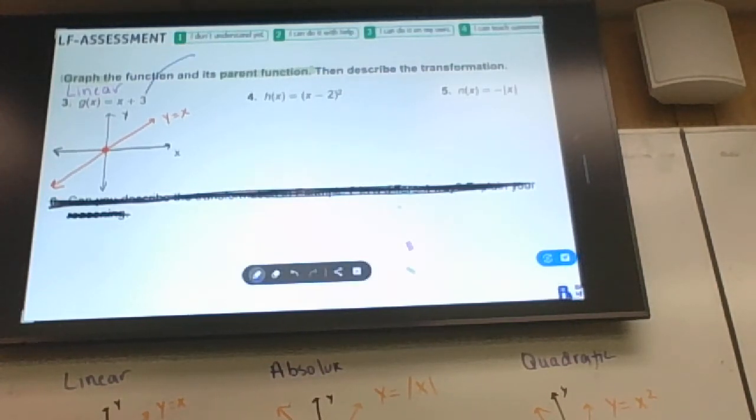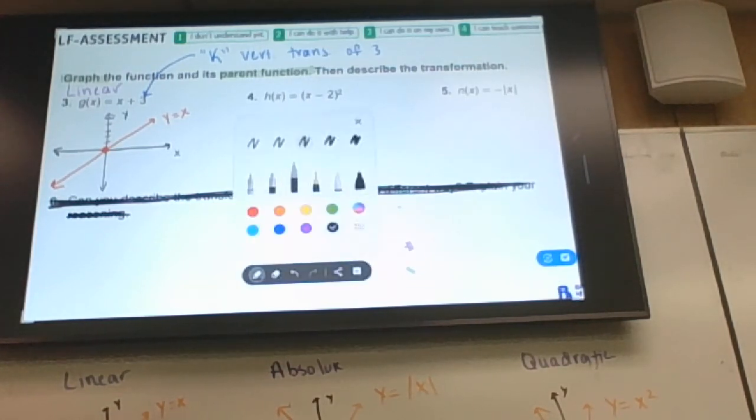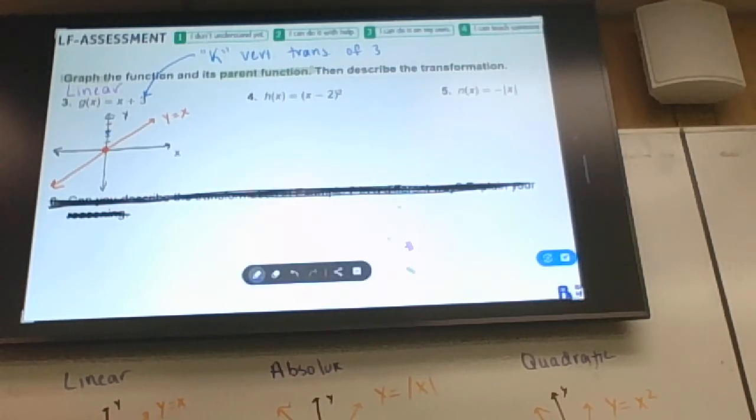So I'm going to look at this 3. I'm going to understand that it's a k value. And I'm going to recall my notes. K value means a shift up or down. So it's a vertical translation of 3. And so now to graph it, I'm just going to take each point and move it up 3 places. That's it. That's what we're doing.